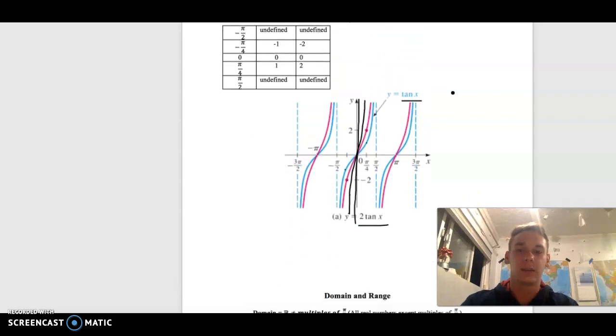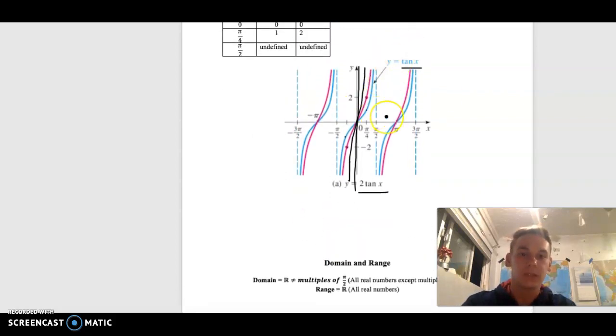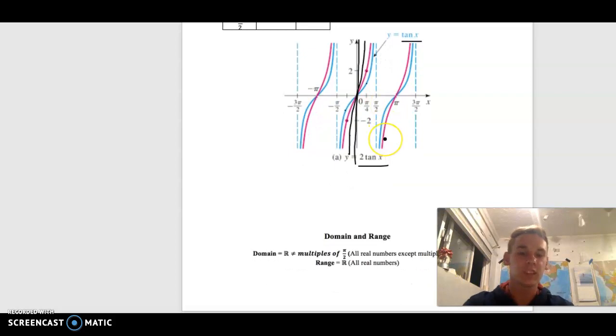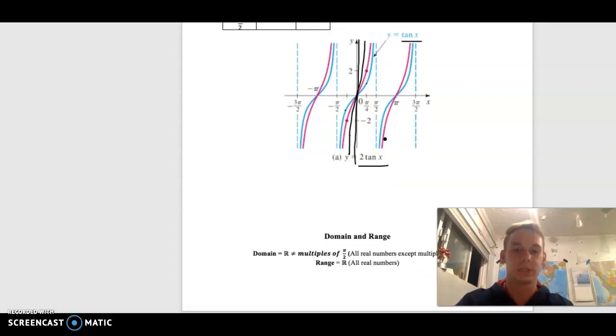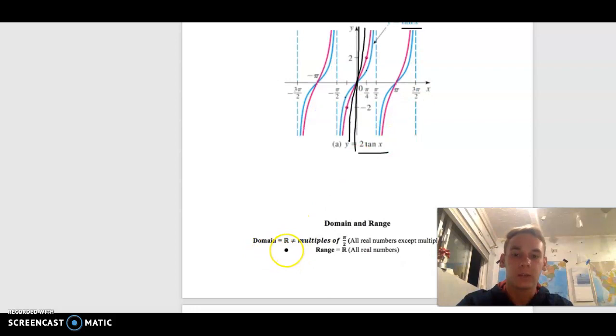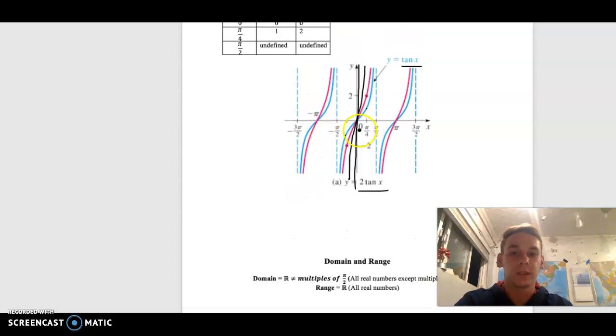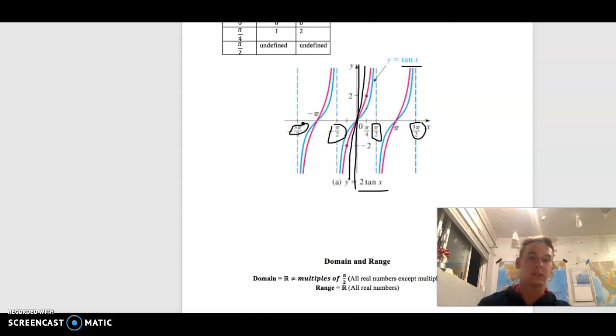Now, let's talk about the domain and range, and let's use this graph to help us out. Help visualize it for the visual learners out there. So, the domain equals all real numbers except the odd multiples of pi over 2. So as you can see, it never crosses this one right here. It never crosses this one, because it's negative pi over 2 versus pi over 2. And then you've got 3 pi over 2, which is another one, and negative 3 pi over 2, and it never crosses those right there.